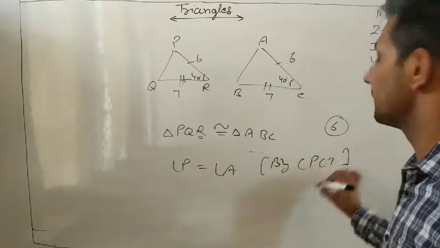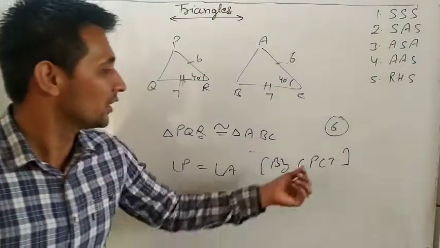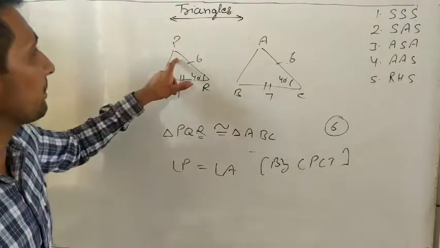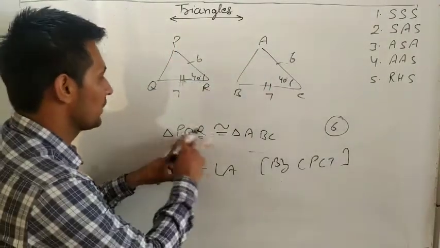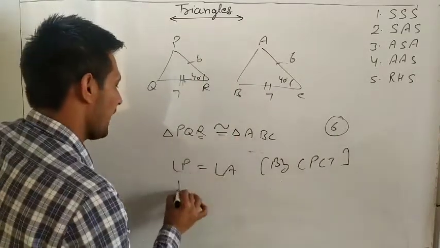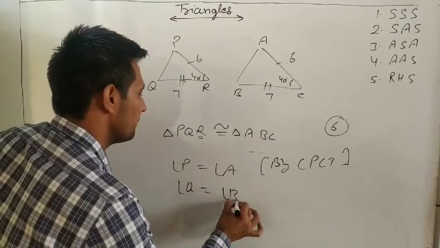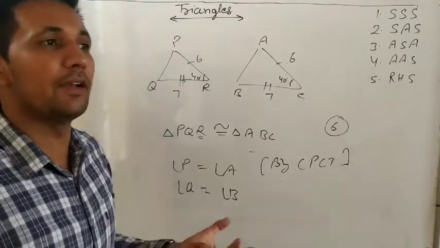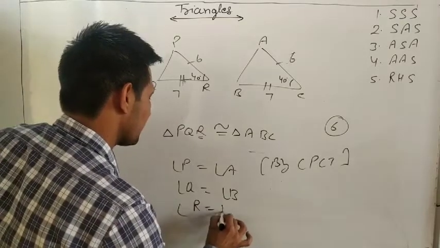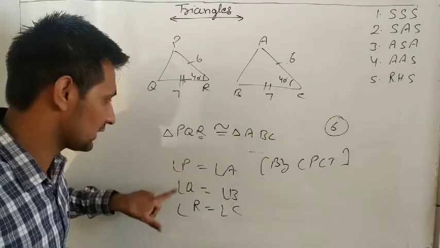But if anyhow you prove that triangles are congruent, then you can say that corresponding parts are always equal by CPCT. What is CPCT? Corresponding parts of congruent triangles. Angle P equals angle A, angle Q equals angle B, and in two triangles, if 2 angles are equal, the third angle is automatically equal. Angle R equals angle C. So these are 3 corresponding parts.